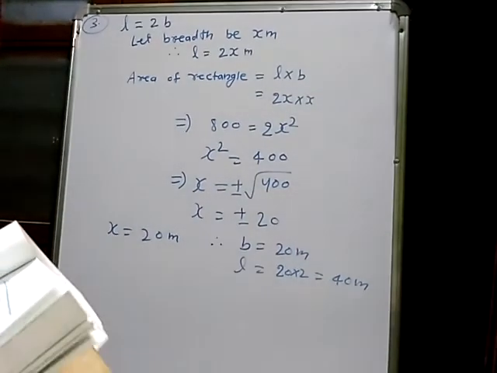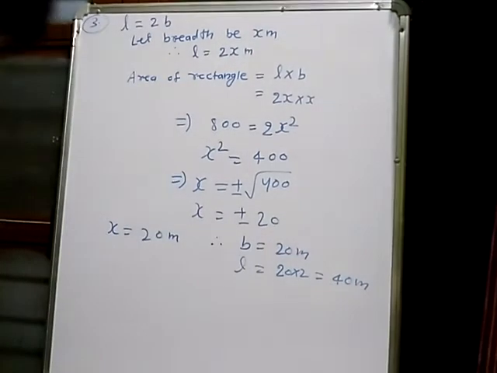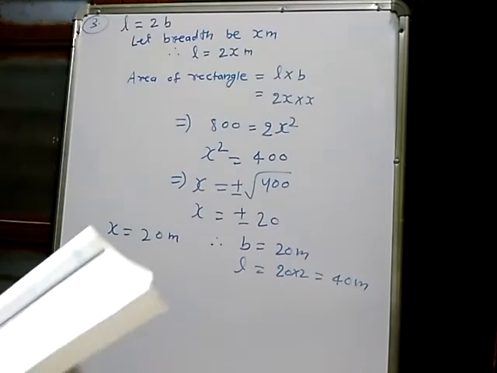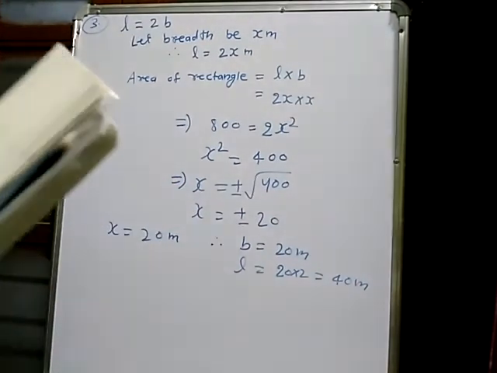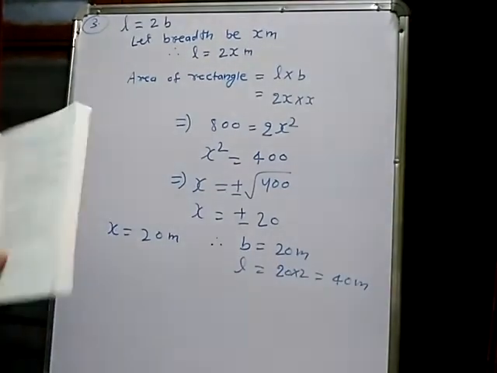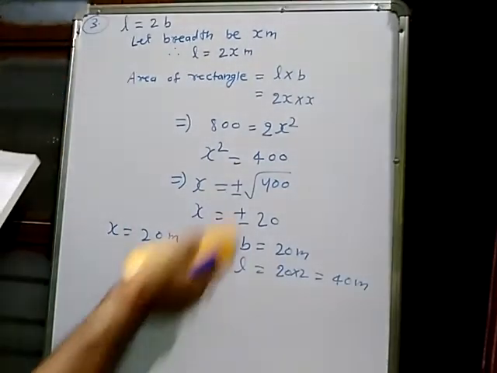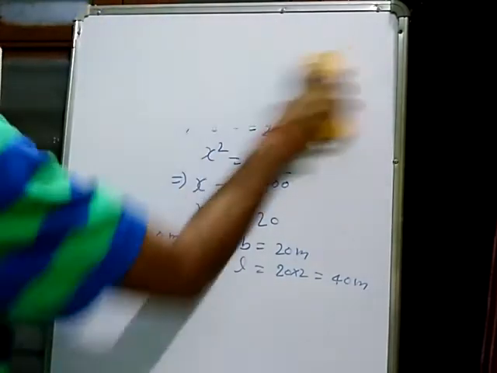So in this way, there is next question I will explain. Next question number 5th I will explain. 4th question you will try by yourself. It is given, is it possible to design a rectangular park of perimeter 80 meter and area 400 meter square? If so, find its length and breadth. So this is the question number 5.